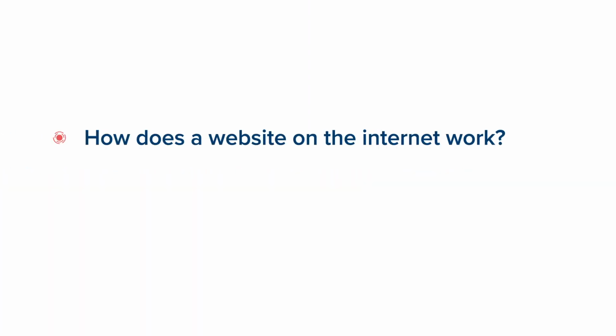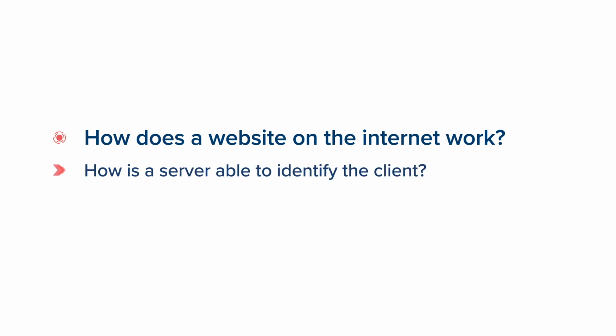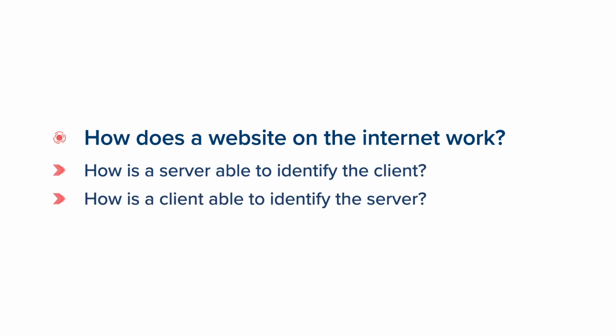Now that you know what the internet is, let us look at how a website on the internet works. To understand this, we will look at two aspects. One, how a web server is able to identify the client, and the other is how a client is able to identify the server. Let us start with the first one.